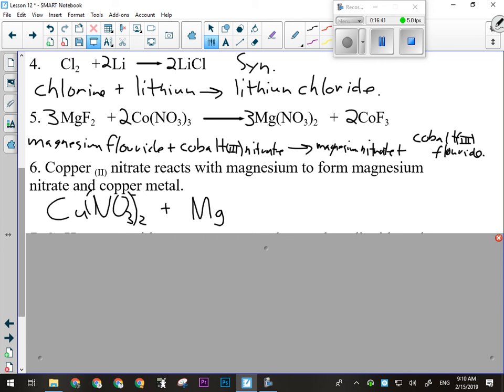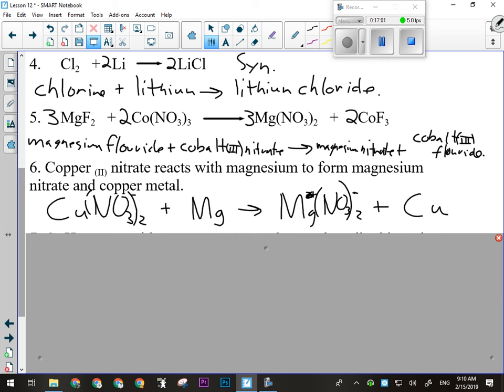Just magnesium by itself. It doesn't say it's attached to anything, and that's going to form magnesium nitrate. So magnesium's a 2+. Nitrate's a -1, so it's going to be NO3 as well, just like on the other side. And copper.